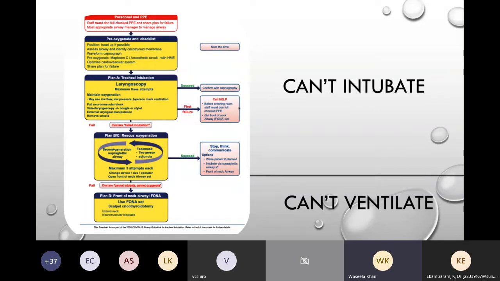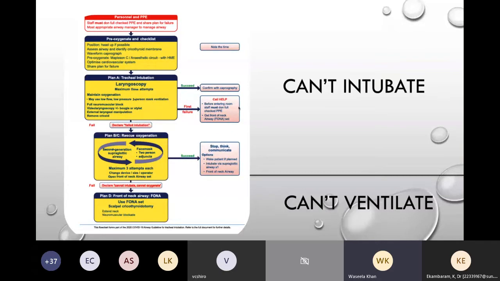But it's very important that if performed, it must be done so by the most experienced, with the aim of achieving a definitive airway in the shortest space of time. So that very quickly summarizes how we would approach the difficult airway.